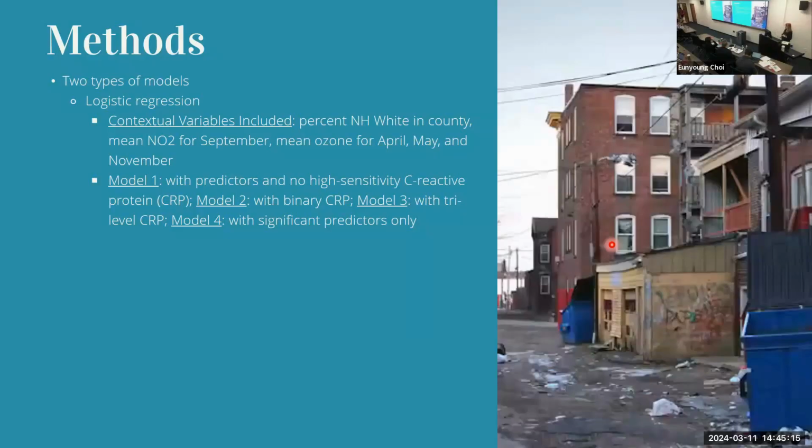We have 4 models. Because there was that hypothesized inflammation component, right? Our models 2 and 3 include high sensitivity C-reactive protein as a measure to see if that's a mediator between these exposures and telomere length. It's not going to turn out to be the case. And then the 4th model just includes the significant predictors following an approach for unbiased odds ratios.